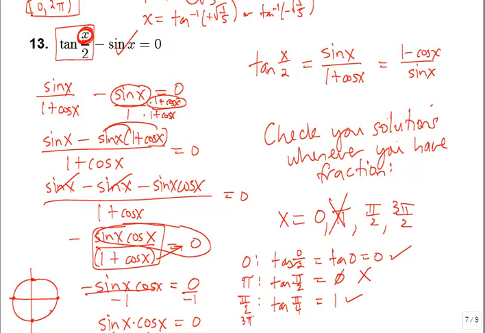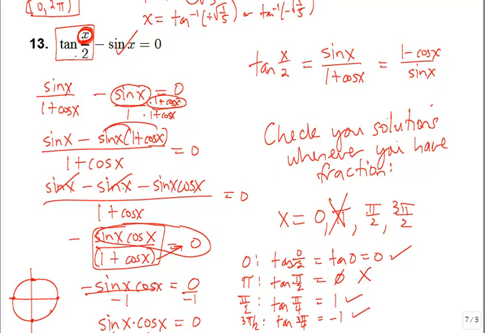And then finally, if I try 3 pi over 2, what does 3 pi over 2 divided by 2 become? Well, that becomes 3 pi over 4. And tangent of 3 pi over 4 is equal to -1. That's the same as pi over 4, but it's in quadrant 2. So that exists as well.